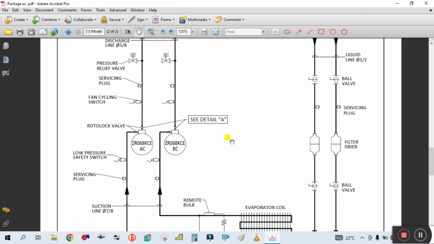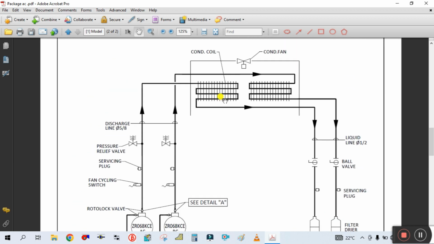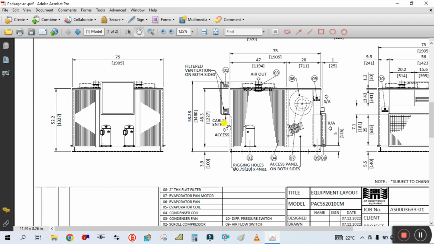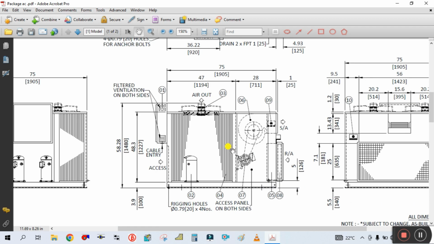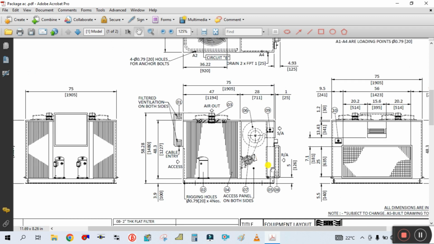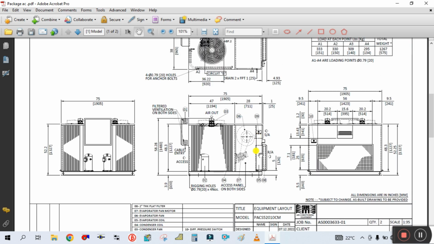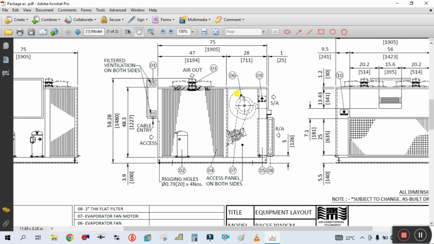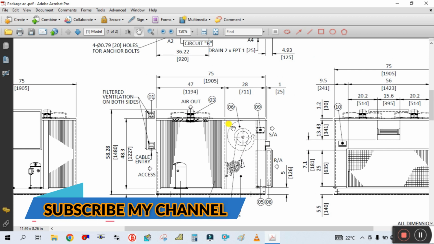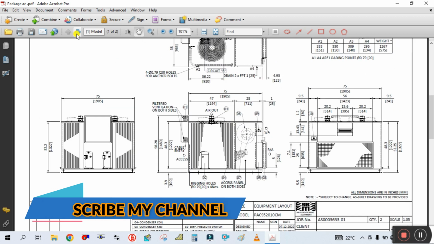So this machine is for a real time project. You cannot find a real time project machine in the institute, so this is very informative for you guys.